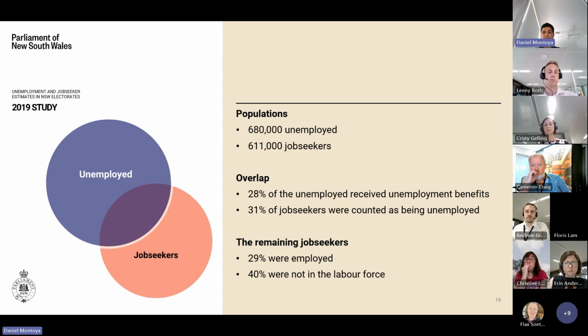Thinking back to the three main groups in the labour force framework, with 31% of job seekers being defined as unemployed, the remaining 69% were either employed or not in the labour force. And I'll give you a few examples of people who would not be found in the overlap between these two groups.